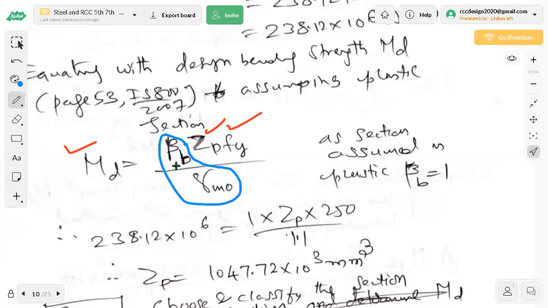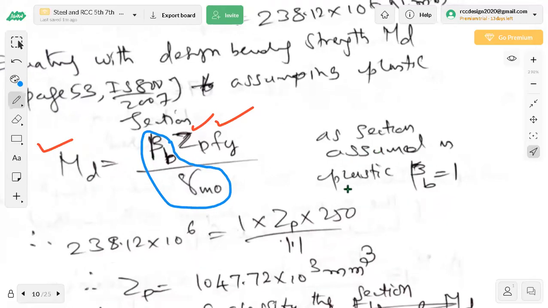Beta B depends on whether the section is compact or semi-compact or what. That classification I will not be knowing before the section is selected. I cannot tell you whether the section is plastic or compact or whatever. That is why I'll use this beta B depending upon whether it is compact or what. This value is decided later, but initially, since I don't know the cross section dimensions, I will assume it as 1, as the section is assumed plastic.